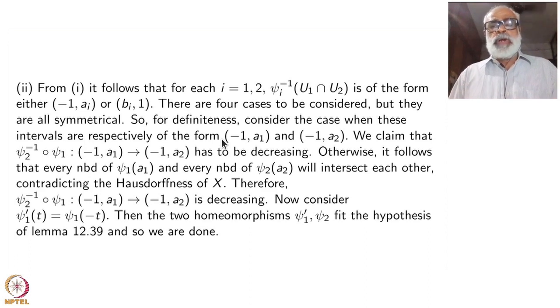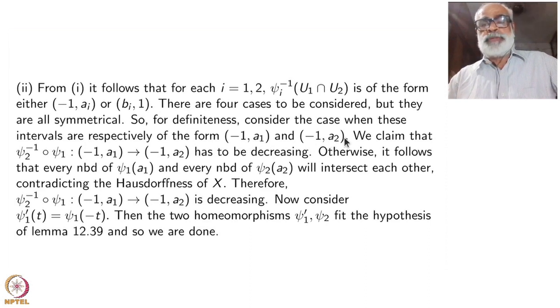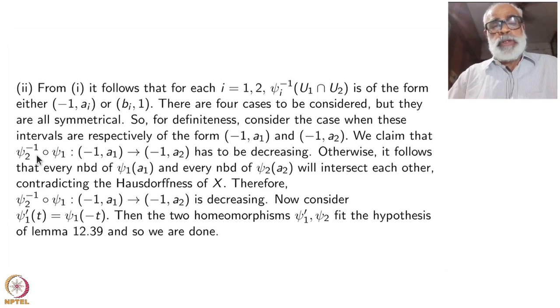So for definiteness, you just cover one of them. The argument will be the same in other cases. So consider the case when these intervals are of the form minus 1 to A1 and minus 1 to A2. A2 is for psi 2, this is for psi 1. We claim that psi 2 inverse of psi 1 on minus 1 to A1, I am assuming that it is only one component. In part 2, we are assuming only one component. If you look at psi 2 inverse psi 1, from minus 1 A1 to minus 1 A2, it has to be decreasing.